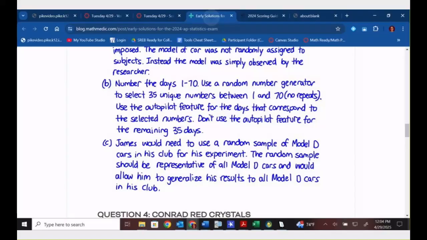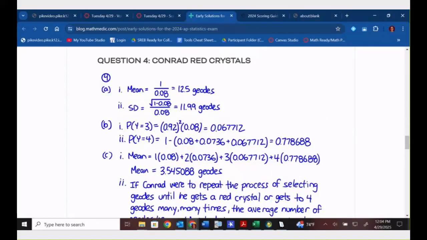All right, you guys ready for the next one? All right, question number 4. Let's look at the solution, and then we'll look at the rubric. This is Conrad and the red crystals. This was the probability question. There will be a probability and sampling distribution question somewhere in the free response questions. We'll look before the day of the exam at what the 6 questions are that you can expect, and what types of questions they will be, so that you can go in prepared. But there will always be one about probability and sampling distributions.